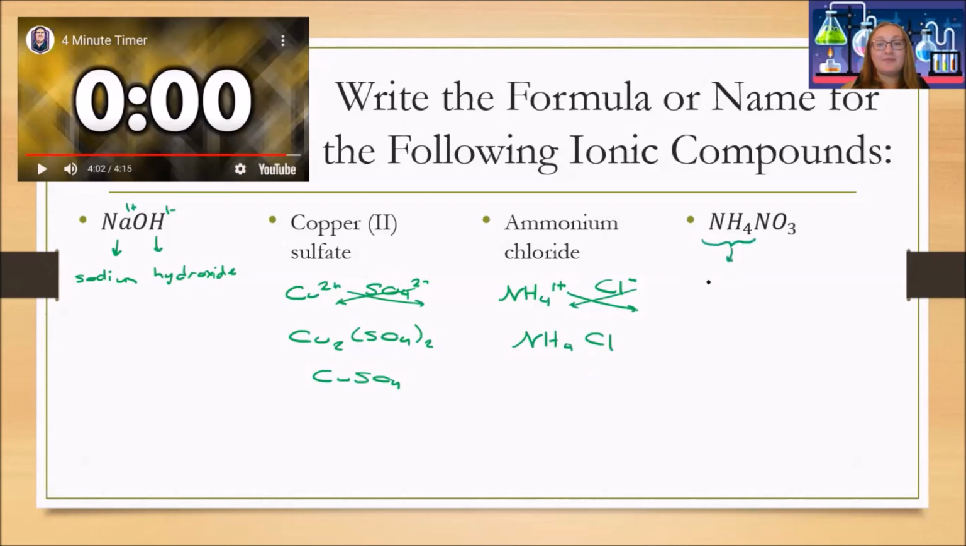This right here is our ammonium. This right here is our nitrate, both of which are polyatomic ions. And the name is just ammonium nitrate. But what you had to do is identify that it's an ionic compound which has no metals in it, but just polyatomic ions. So that's what made that one so tricky.